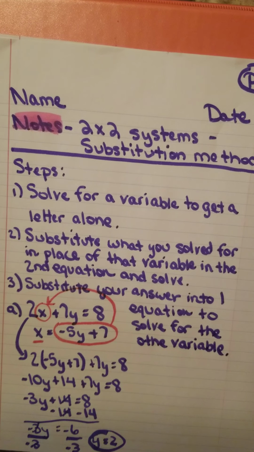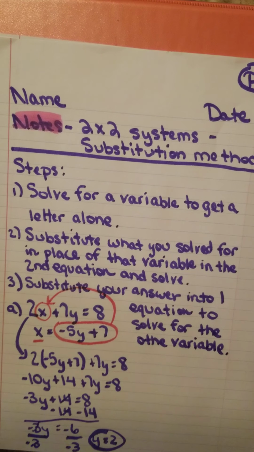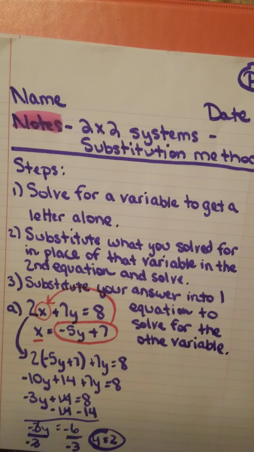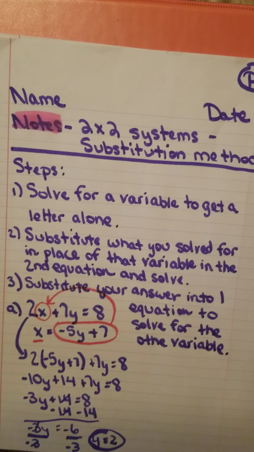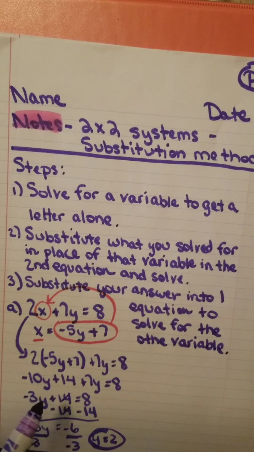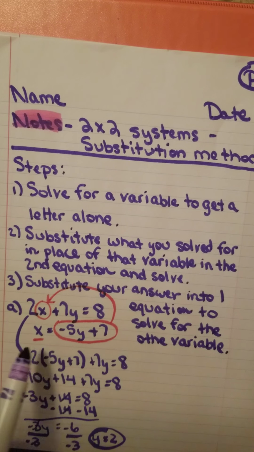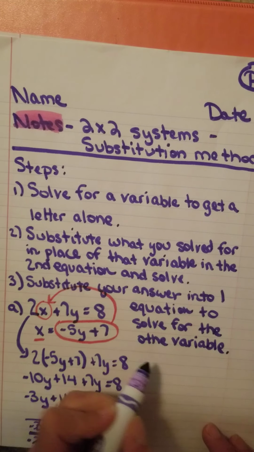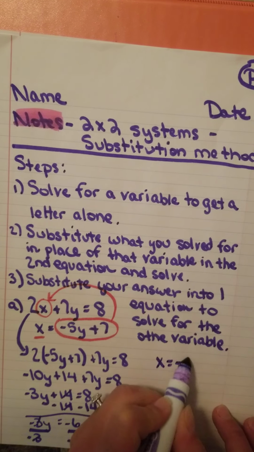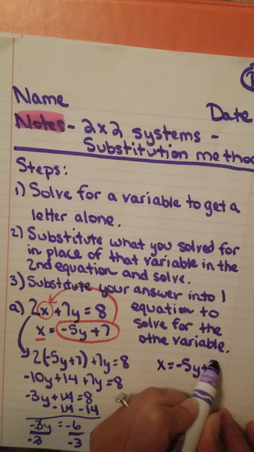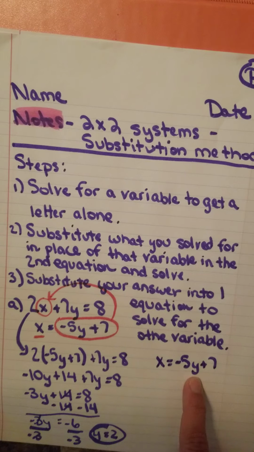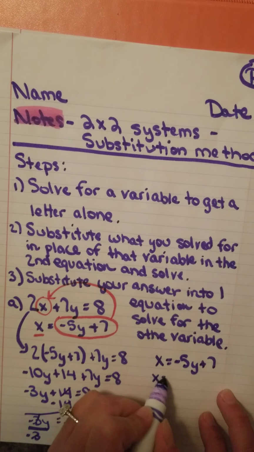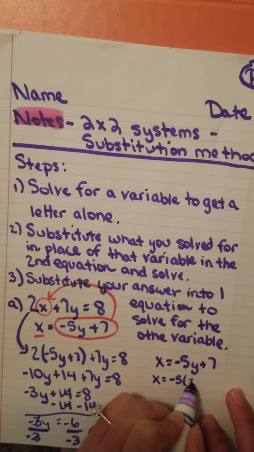Okay, so we know what y is. Now we need to find out what x is. So I'm going to pick an equation, and I'm going to change the y in that equation to 2, since that's one of my answers. The equation that looks the easiest to me to deal with is the bottom one, because there's less numbers involved. So I'm going to rewrite the bottom equation. It does not matter which one you choose. Since I know that y is 2, I'm going to change this y to 2. So I have x equals negative 5 times 2 plus 7.